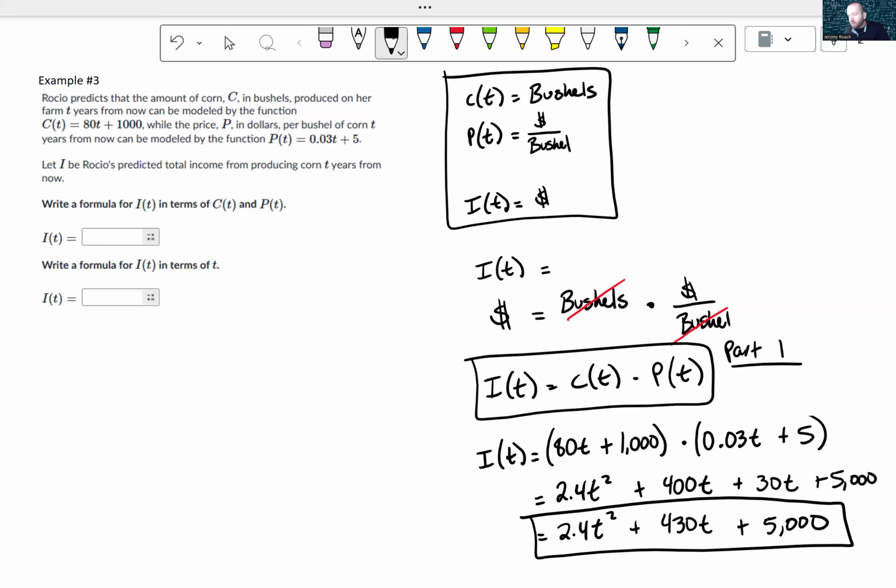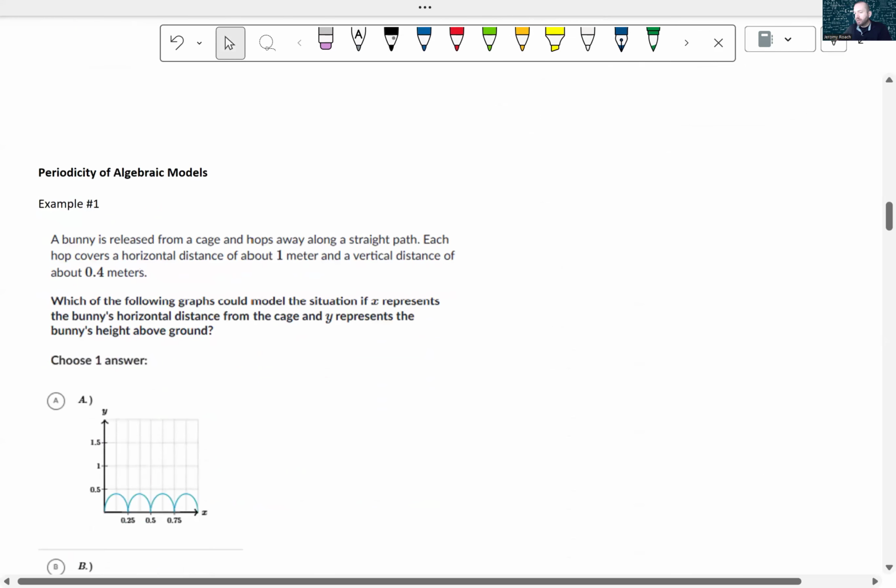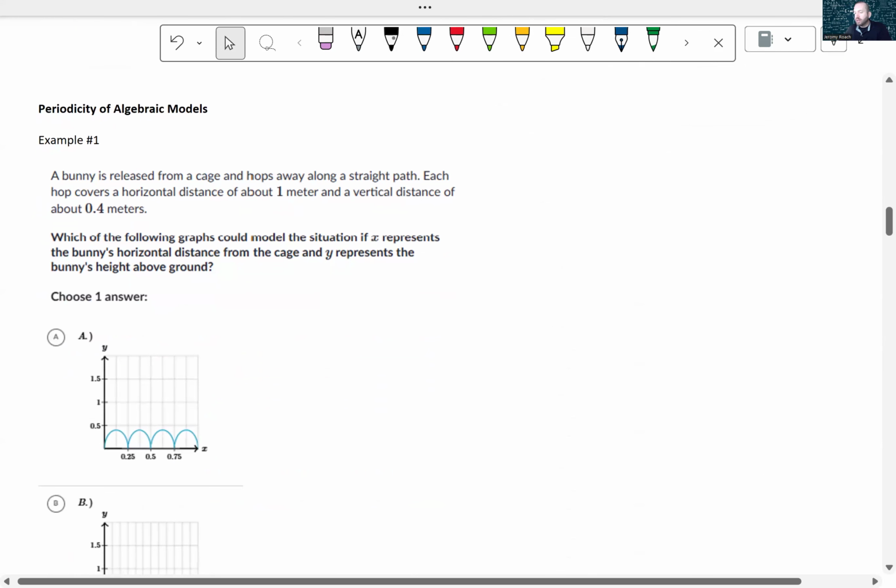And the reason that you would want to do this is so that if you had these formulas, you could find what t is using the quadratic formula or with factoring if you were able to factor. Okay. Moving forward, we're now going to look at the periodicity of algebraic models.